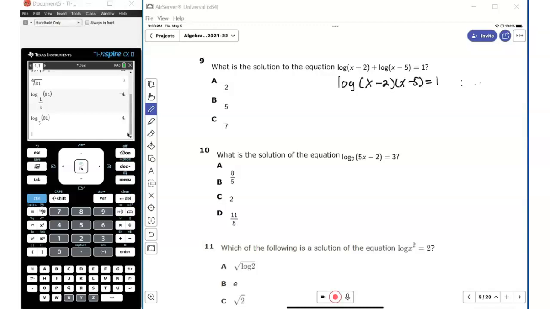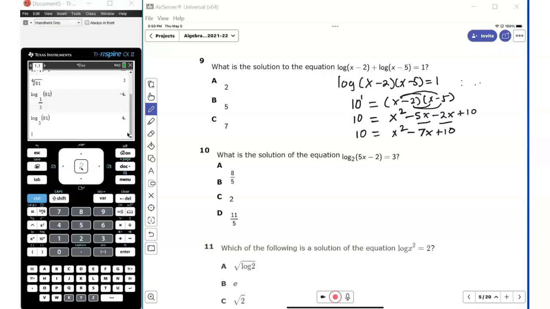And then what we're going to do is convert it to its inverse. So we have 10 to the first because that's base 10. And then we're going to multiply x minus 2 times x minus 5. So you have 10 is equal to, and we're going to use the FOIL method. So we have x squared, and then negative 5x because it's x times negative 5. Negative 2 times x gives you negative 2x. Negative 2 times negative 5 gives you plus 10. So you have 10 equals x squared minus 5x minus 2x gives you minus 7x plus 10.